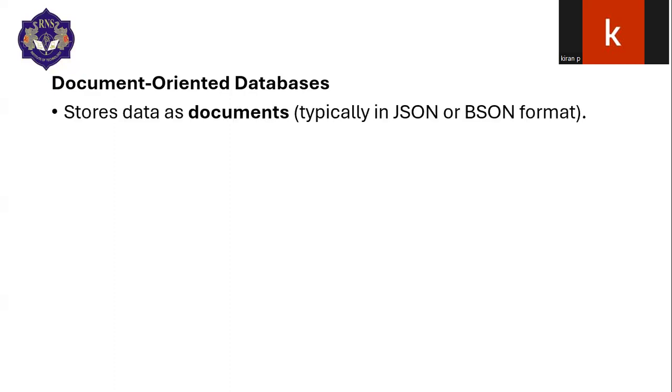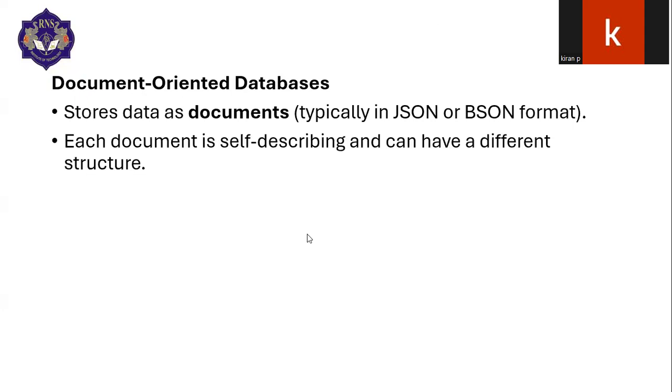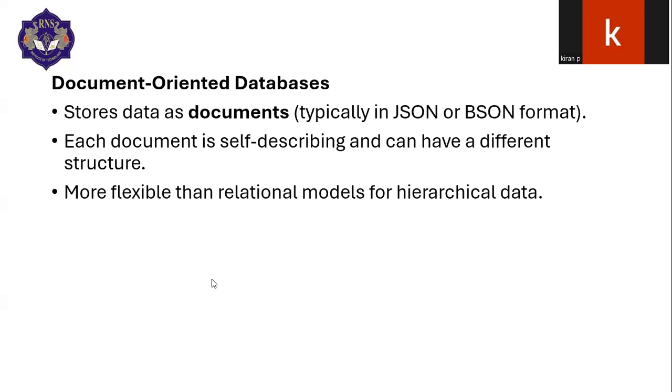So let us come to the document-oriented databases. As I indicated, document-oriented databases store the data as documents. So it saves everything in the form of documents. Each document is self-describing and can have a different structure. More flexible, quite naturally. For hierarchical data representation, I feel document-oriented stores will play an important role.